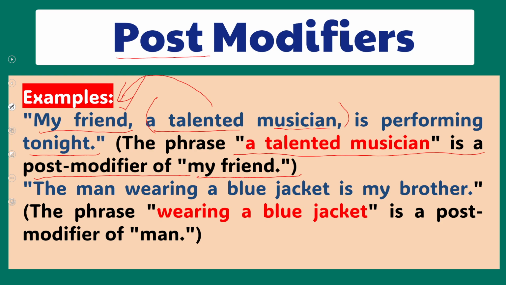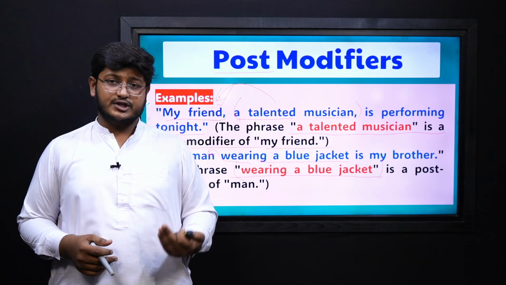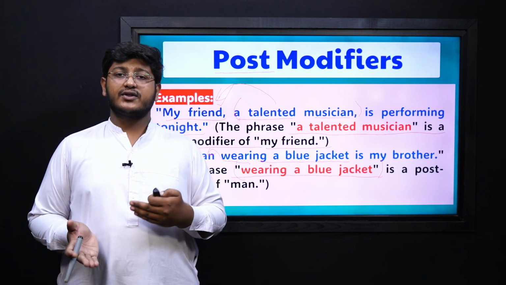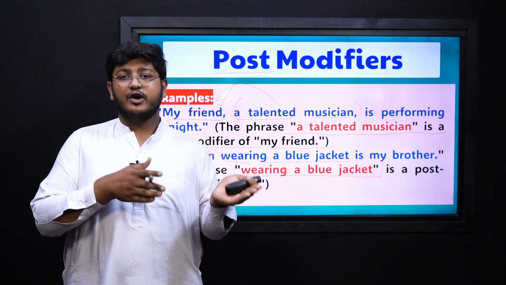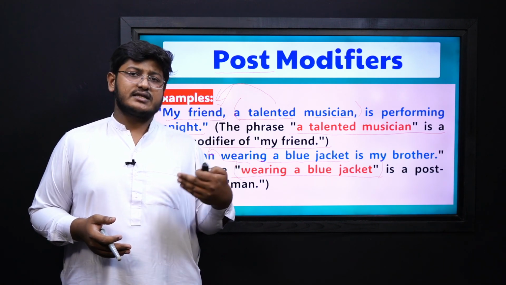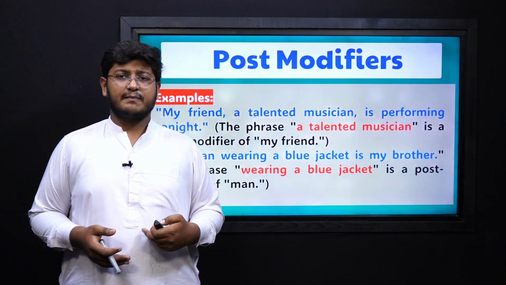Here is another example: "The man wearing a blue jacket is my brother." So in this sentence, "wearing a blue jacket" is a phrase which is working as a post modifier because this phrase is giving more information about the noun "the man." So I hope you guys understand the concept of post modifiers, what post modifiers are, how they are used in sentences, and how they modify the meaning of the noun itself in a descriptive or comprehensive way.